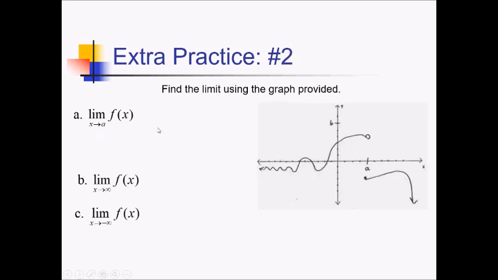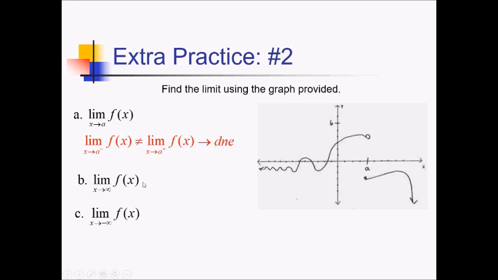On this graph, for part A, the limit as x approaches a, let's see, looking at this from the left and the right, as we come from the left side, that looks to be like a left side limit of 4. As we come from the right side toward a, it looks like we're approaching y equals -3.